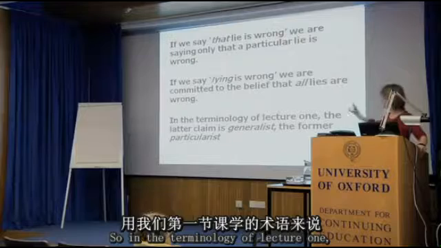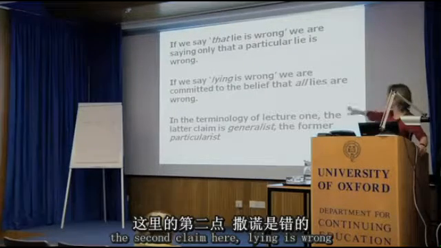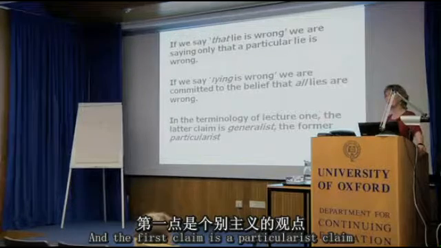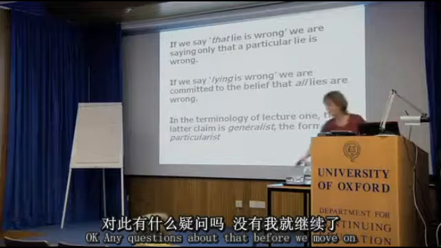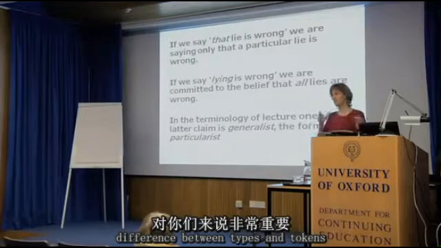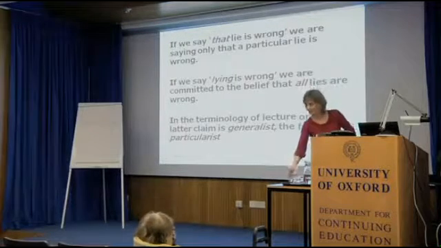So in the terminology of lecture 1, the second claim here, lying is wrong, is a generalist claim, and the first claim is a particularist claim. Any questions about that before we move on? Very important you understand the difference between types and tokens. Yep, good.